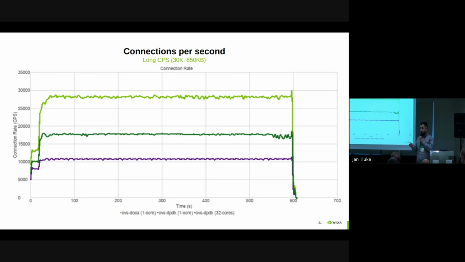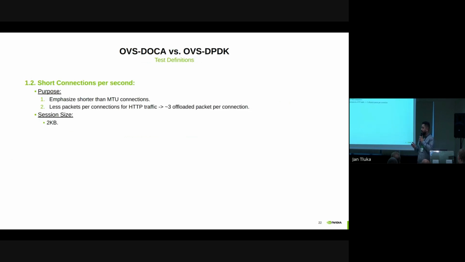Now, this was our favorable case, so we thought, okay, how does offload affect the software processing performance here? The CPU is not doing anything. So for that, we revised the test a little bit, in which we emphasized opening and closing connections with not so many packets offloaded. Here, our session size was 2 kilobytes, and per connection, there were only around 3 packets offloaded.